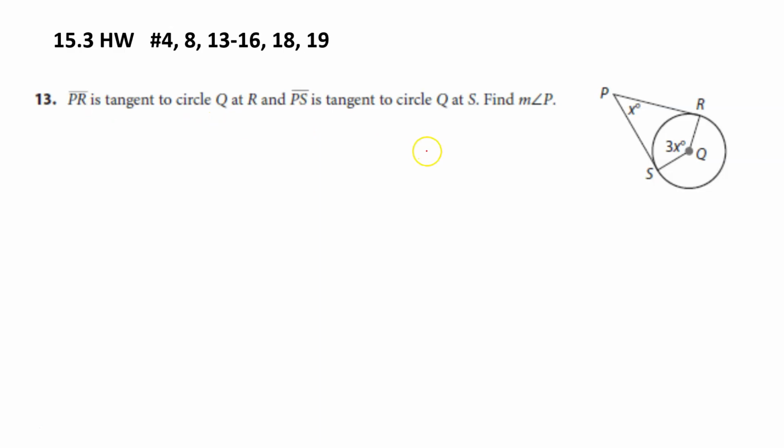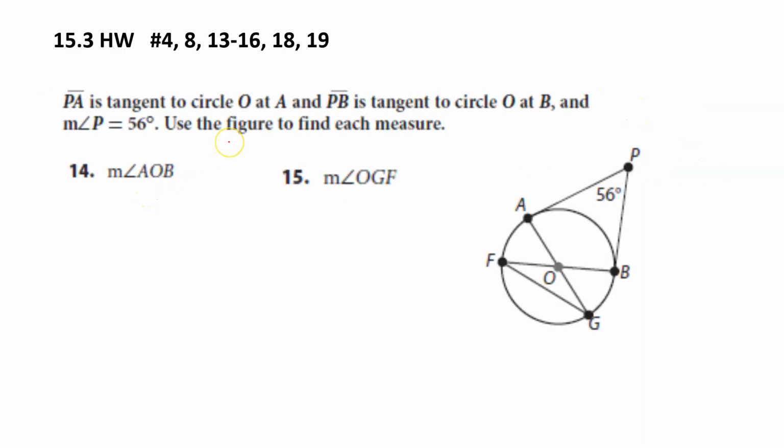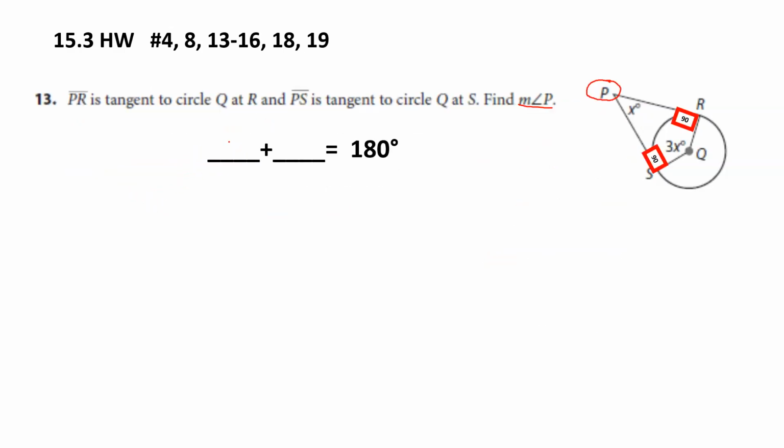Number 13. They give me this picture and they tell me to find angle P. So again, I'm going to kind of do this, 90 and 90, because they are radiuses that touch the line. But I want to find out what angle P is. So what I'm going to do, set up an equation where I have x plus 3x. So solve this out. Work this out.